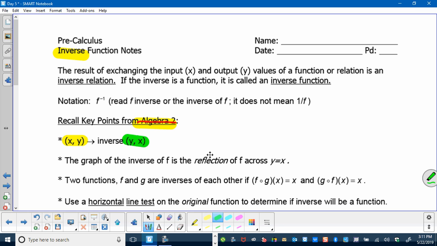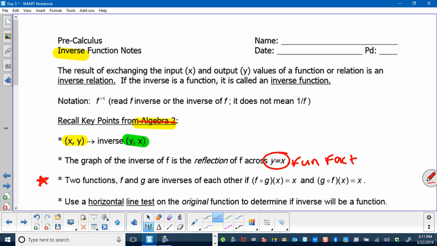This is just like a fun fact of the day bullet point. This isn't really super necessary for our class here. However, if you had a graph and you wanted to find the inverse, you could reflect it across the line y equals x.